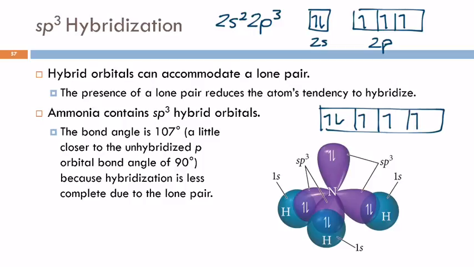Again, this predicts tetrahedral geometry, 109.5 degree angle, but the bond angle is 107 because the hybridization is less complete. It hybridizes, but it doesn't hybridize completely, and so that is what is affecting the angle. That makes this angle a little closer to the unhybridized angle of 90 degrees.